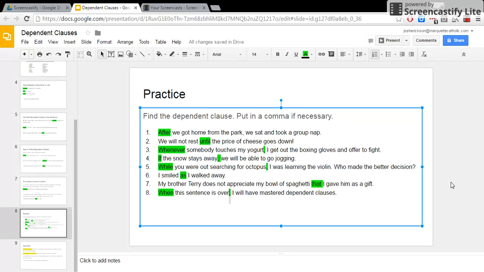All right, we are running out of time, so I quickly highlighted all of the answers here. You will see that any of them that start with dependent clauses have commas after the dependent clause. So you can take a chance to look at those and see how you did.